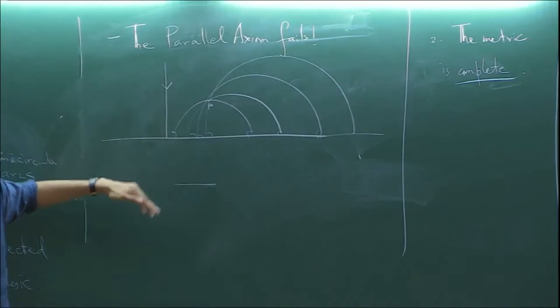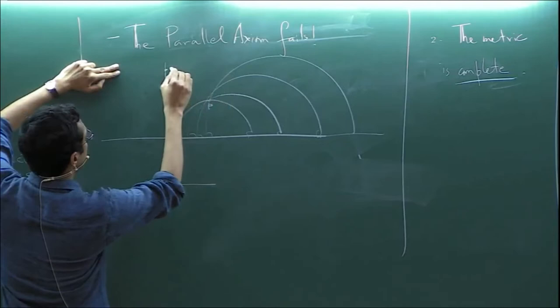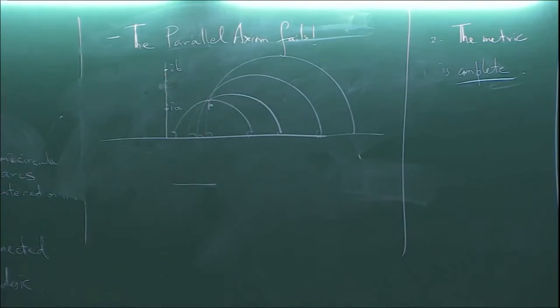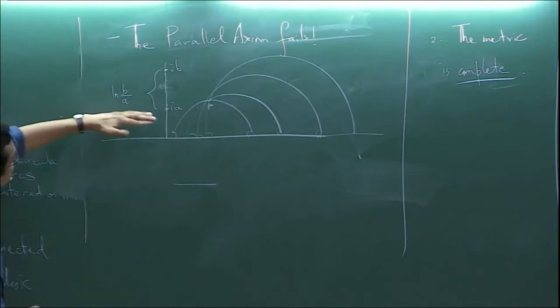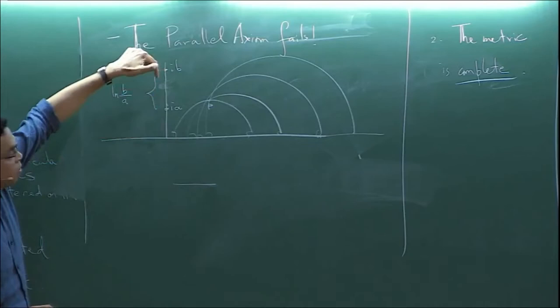If you pick two points, let's say we had picked some points before, ib and ia, then the distance between them is log b/a. This is just by computing this integral. Here what matters is the lengths of vectors in the y direction, so the dx doesn't matter. If you integrate the length of a vector, which is dy by y, from a to b, you get exactly this log. And indeed, as a goes to zero, this distance blows up. So this boundary is actually at infinite distance.